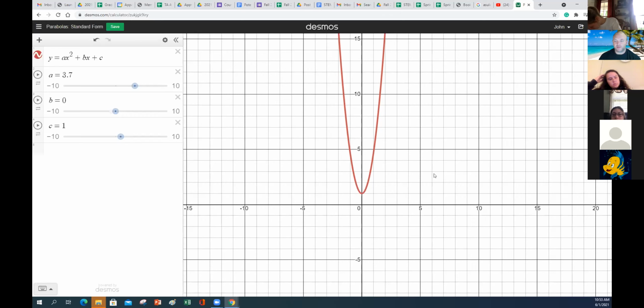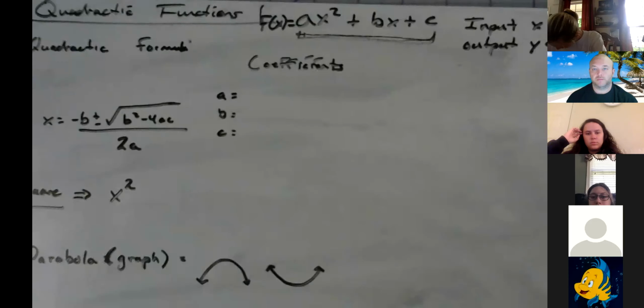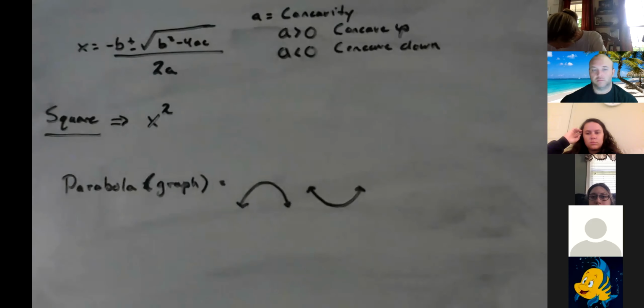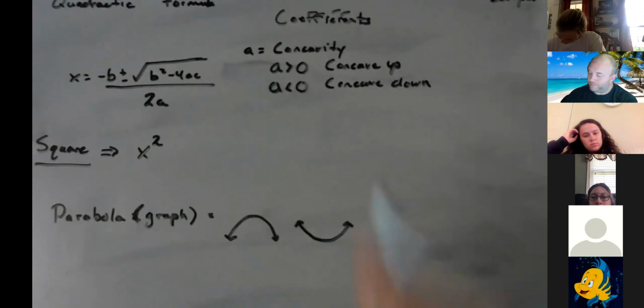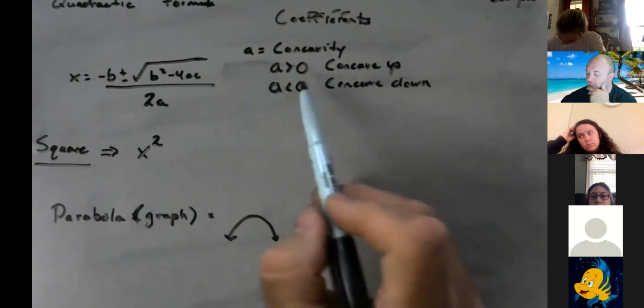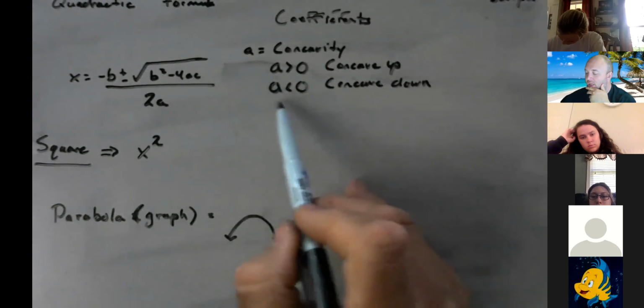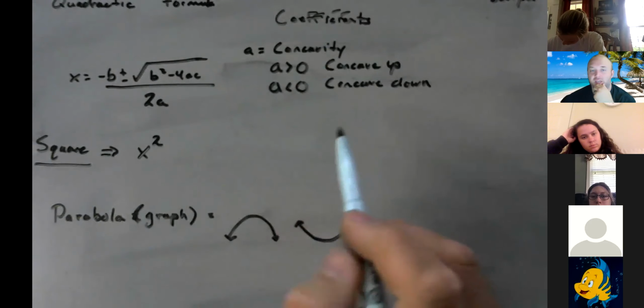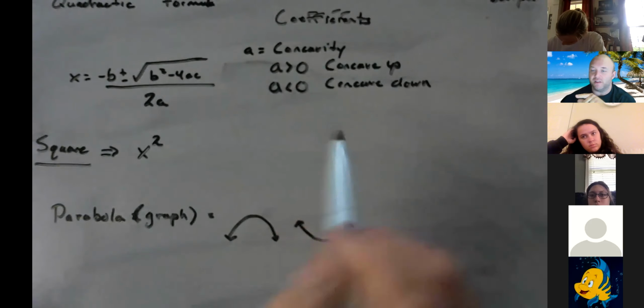All right, so I'm gonna bounce back and forth to our handy dandy whiteboard. Okay. So just to give us a little bit more room, A is going to be telling us concavity. A is greater than 0, it's concave up. A is less than 0, concave down. Now, what else did A tell us?